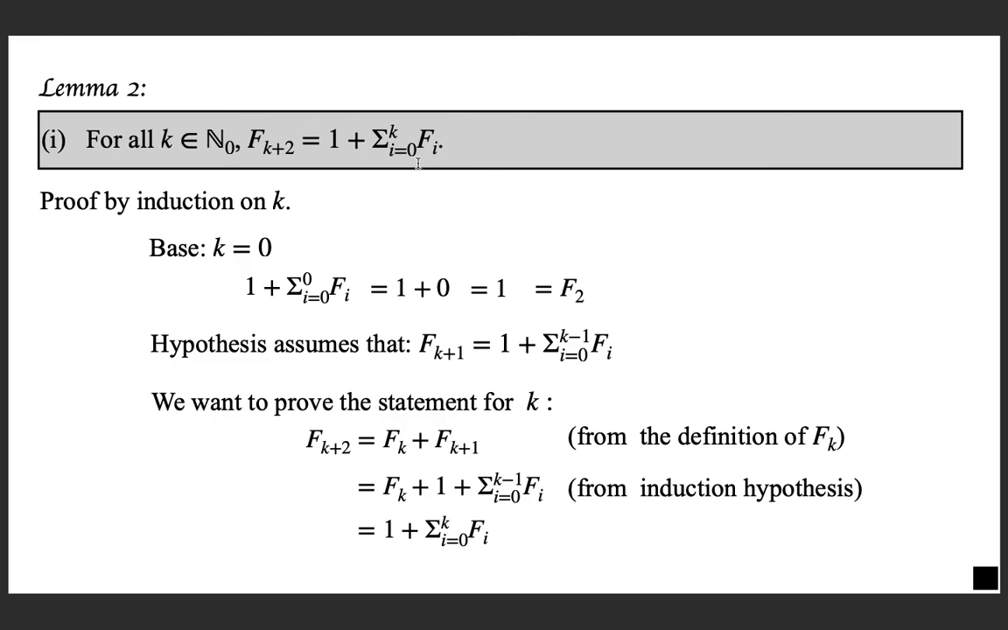So today we have proved two lemmas, and in the next class we shall make use of these lemmas to prove that the maximum degree of a node in a Fibonacci heap can be upper bounded by log n, where n is the number of nodes in the heap. Thank you.